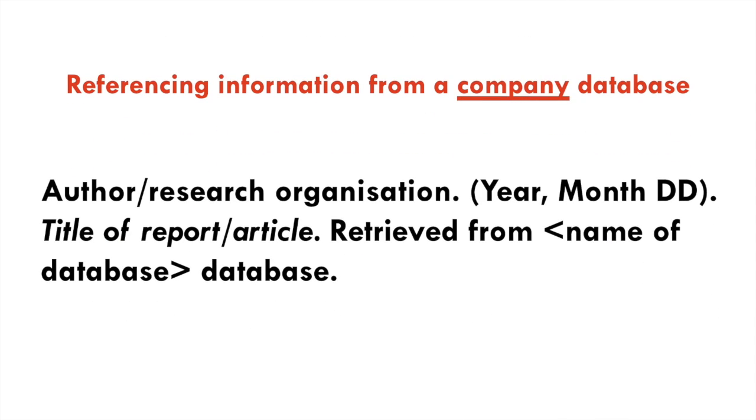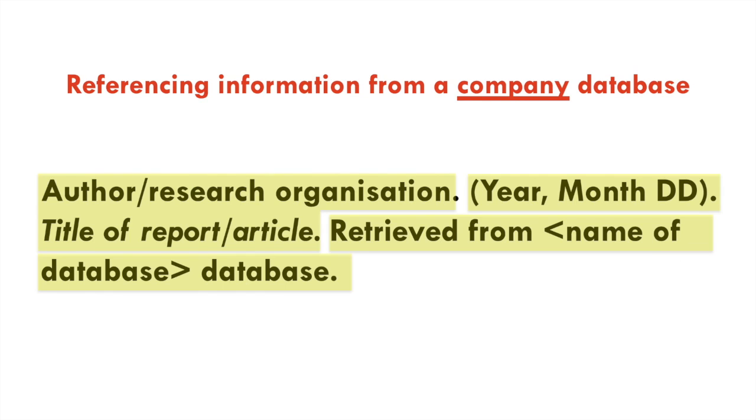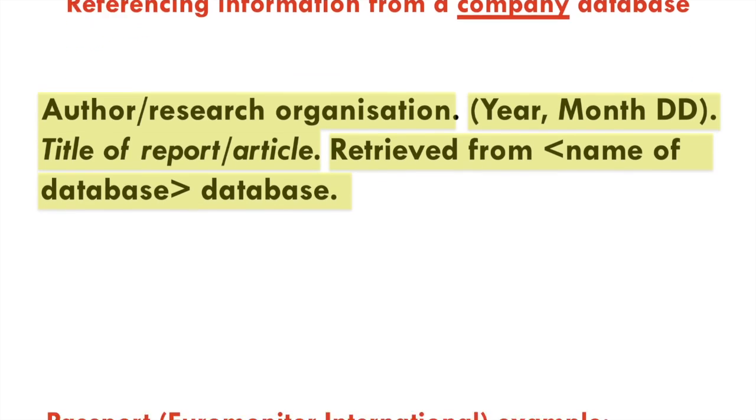One of the most commonly used scholarly sources in the business school is information from a company or industry database, like Passport or IBISWorld. At the moment, the APA guide doesn't have a specific standard for referencing these types of sources. However, generally the reference needs to contain at least the following information: the author or research organisation, the year and the publication month and date if it is provided, the title of the report or article, and then you'll include retrieved from and the name of the database that you retrieved it from. I'll show you an example here from Passport.